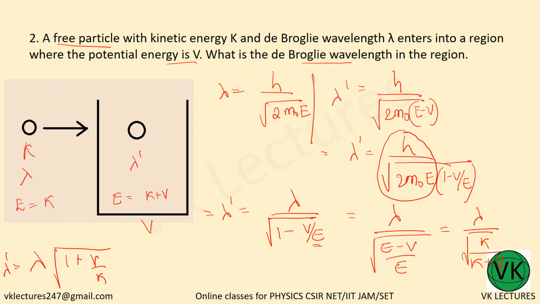Now in terms of total energy, we can write lambda dash equal to lambda divided by under root 1 minus V by E, and in terms of V and K, lambda dash equal to lambda into under root 1 plus V by K.